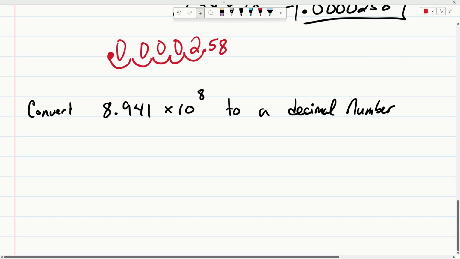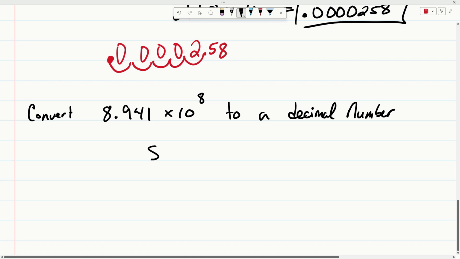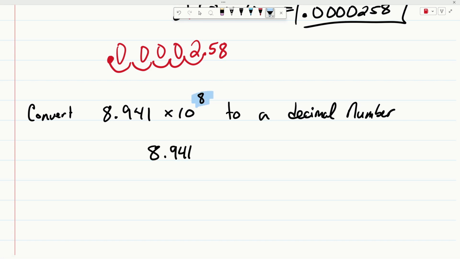All right. So to do this, once again, we're going to write our number, and then we look at our exponent. Since that is a positive number, we know that we had to move to the left initially to get there. So we do the exact opposite now. We're going to move this to the right 8 spots. 1, 2, 3, 4, 5, 6, 7, 8. And then I just fill in with zeros.